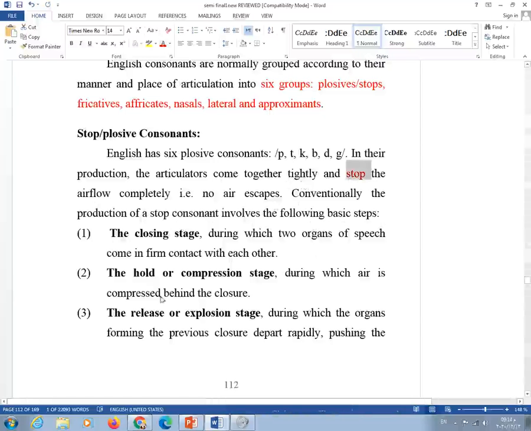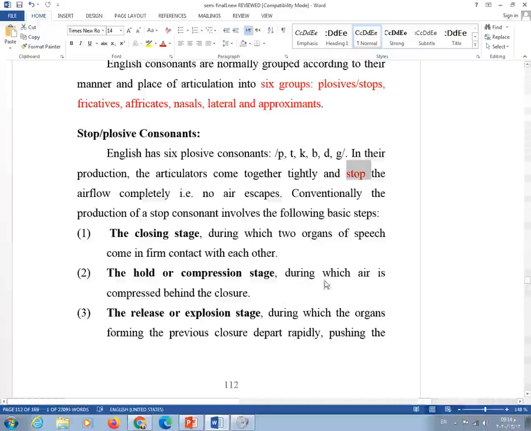دي مجموعة الأصوات دي اللي بنسميها stop or plosive consonants. Number 1, the closing stage, مرحلة الإغلاق, during which two organs of speech come in firm contact with each other. خلاص عندنا عضوين من الكلام come in firm contact with each other, بيمسكوا ببعض, touch each other firmly, بشكل يعني جامد جدا.